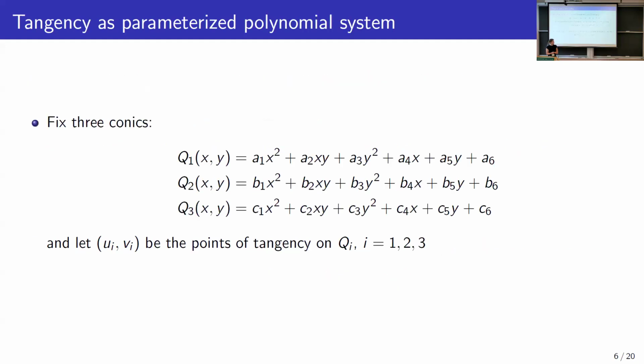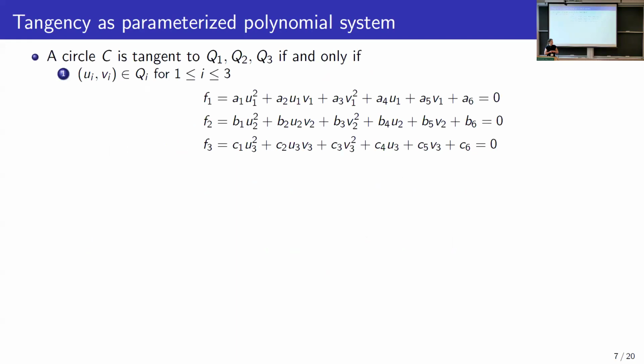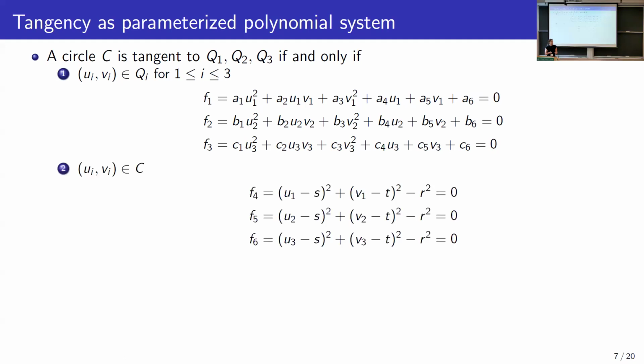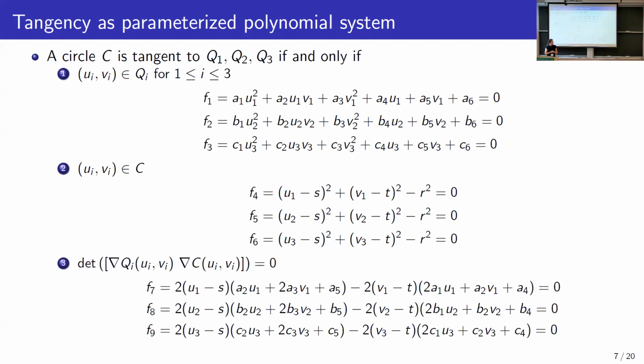Okay, so putting this together, I'm going to assume I fix my 3 conics in the plane, and I'm also going to introduce new variables, which will be my points of tangency on these conics. So the conditions of a circle being tangent to the conic need to satisfy the following 3 constraints. First, these points of tangency need to be on the conic for each conic. In addition, the points of tangency need to be on the circle for each circle. And then finally, we need to have this multiplicity 2 intersection, which are these determinantal constraints.